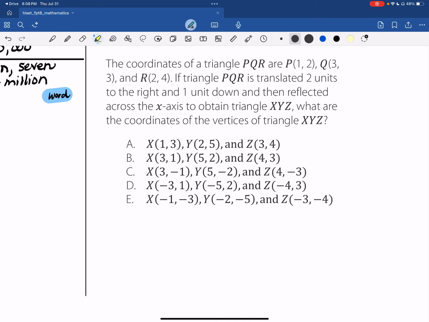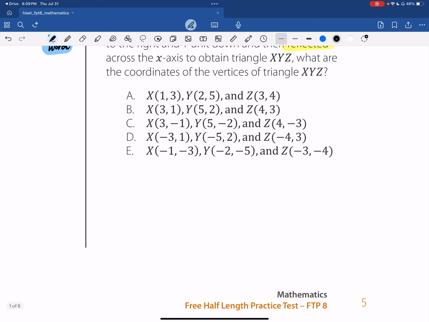So in practical terms, they're telling me that we're moving this, and then we're going to flip it. So we are taking a given triangle, and we're moving it to the right, and then we're going to flip it in a mirror image. So the first thing I'm going to do is organize what I'm told. And they tell me that the triangle is made of points P, Q, and R.